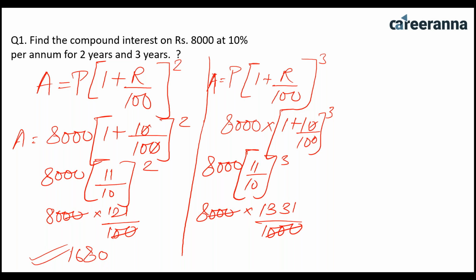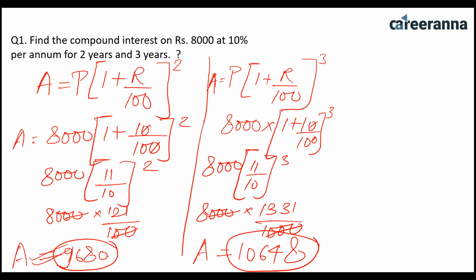This is the amount. If I take this, it will be 9680 as the amount. Okay, this is the amount value. Here also the amount value will come out to be 10,648. So what you are giving me as your answers is this value. Most of you, initially, were giving me this value, 9680, 10,648. But the question is asking about the compound interest. Okay, so you need to subtract 8,000 from it.